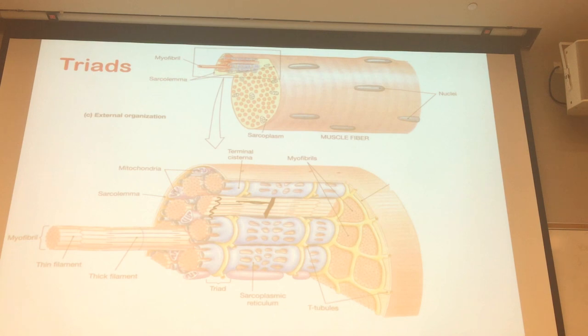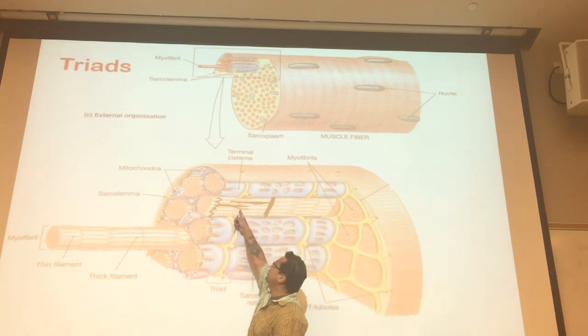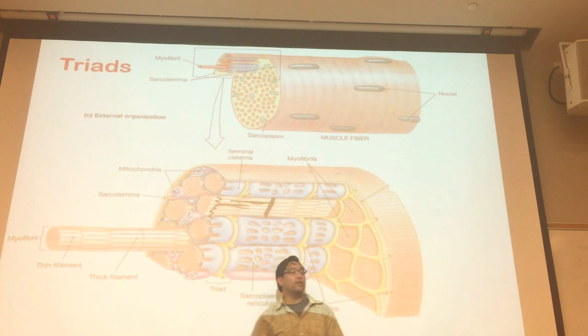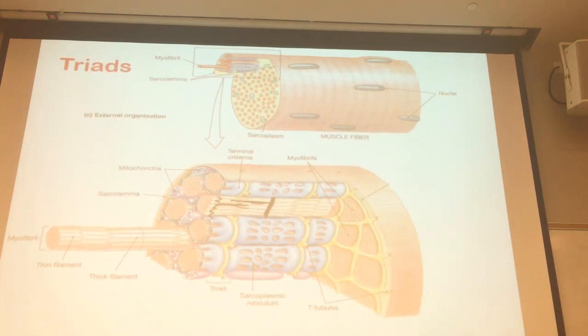So coming off of the Z line, what do you have? You have a thin filament coming out like this. Thin filament, thick filament, right? So what's happening to the thick and thin filaments right there? They're overlapping. That's called the zone of overlap. There's actually a name for it, zone of overlap. Now, what do you notice lined up with the zone of overlap? A triad. That's exactly right. The triads for skeletal muscle line up with the zone of overlap.